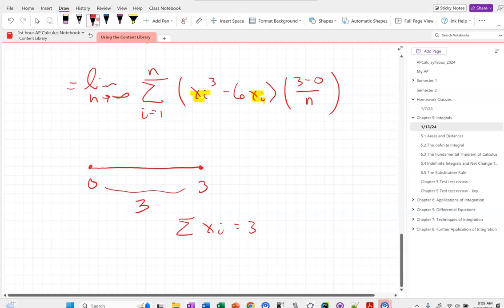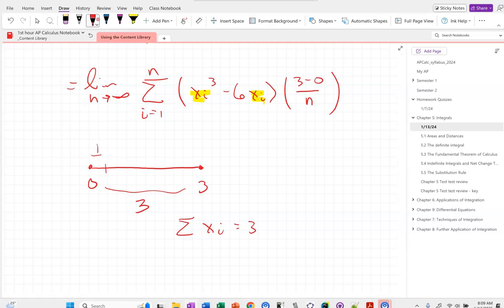So if I take each of these distances to be 1 over n, and I add up n of them, how many do I get? What is the total? If I take n 1 over n's and add them together, if I add 2 1 over n's, I get 2 over n. If I add 3 of them, I get 3 over n. If I add 4 of them, I get 4 over n. If I add n of them, I get n over n, right?